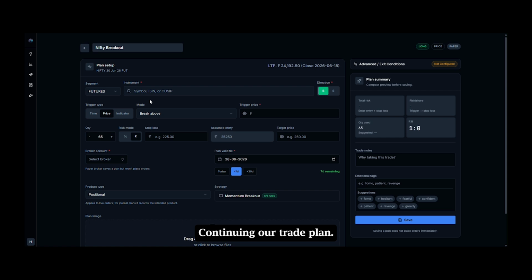Continuing our trade plan. Now that we've understood the different trigger types available in Qbar Trade, let's put everything together by creating a real trading plan. For this walkthrough, we'll use a simple Nifty breakout strategy.